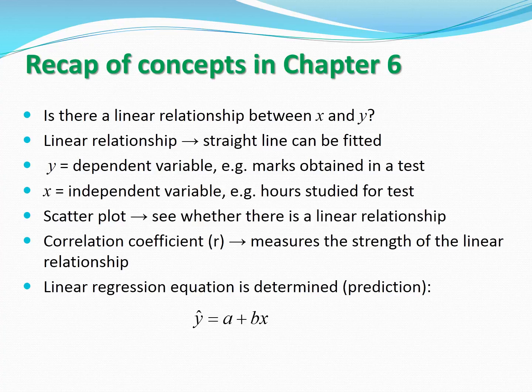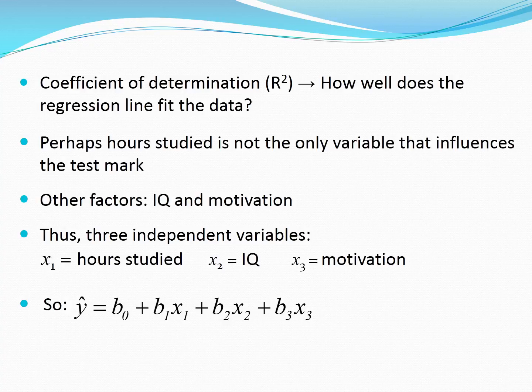Then you determine the linear regression equation in this form, and if you substitute values for X, you can predict the value of Y. You can also calculate the coefficient of determination, which is indicated by R squared, and this tells us how well the regression line fits the data, since it represents the percentage of variation explained in your dependent variable Y by the regression model based on your independent variable X.